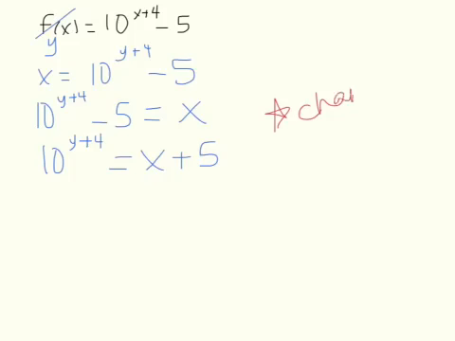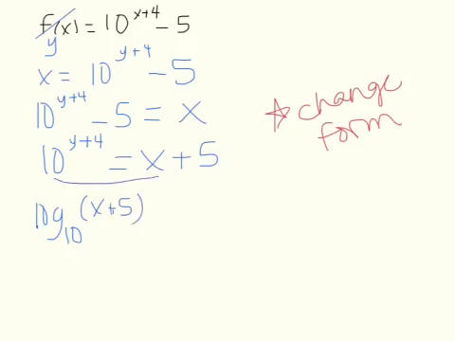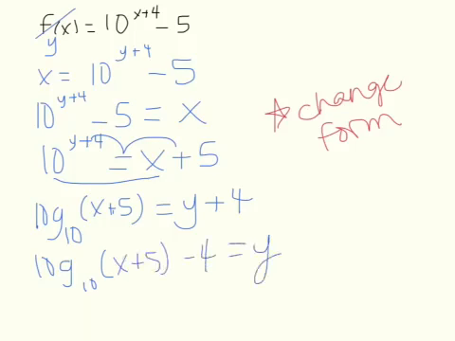Don't forget that when you're doing inverse, you should be changing the form. Because this is exponential, I should end up with a log. So I change it to log, and it'll be log base 10 of x plus 5 equals y plus 4. And then because I want y by itself, I subtract the 4. And then I just change my y to f inverse of x.